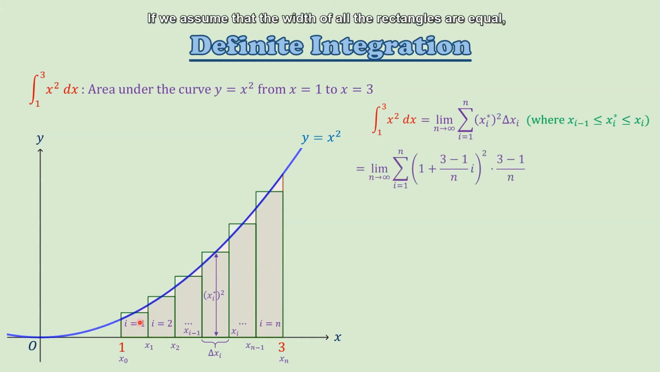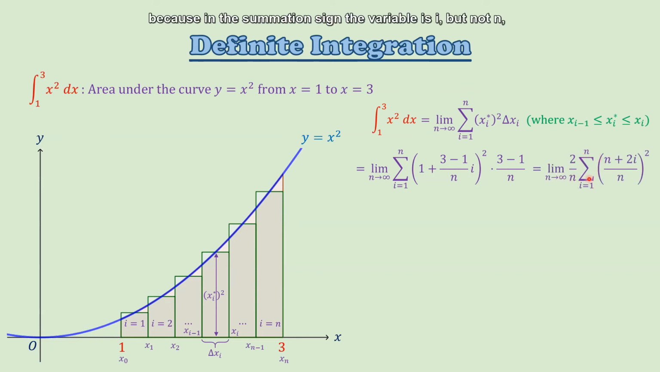Now we can try to evaluate this limit. If we assume that the widths of all the rectangles are equal, then delta x is equal to (3 minus 1) over n. And then we can pick xi star as xi, so that we can have this expression. Now we can take out n in the summation sign, because in the summation sign the variable is i, but not n.